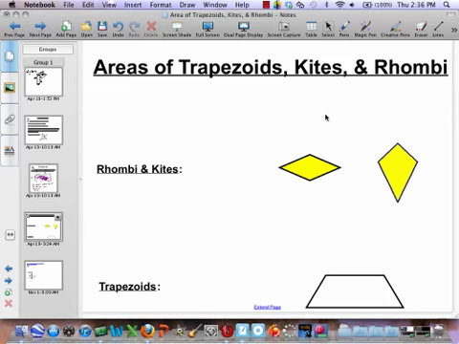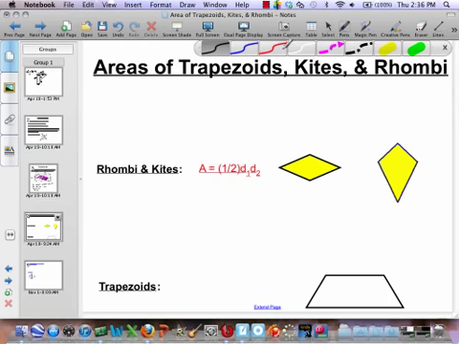Alright, so, guys, yesterday, fun web quest. You guys should have learned the formulas for area for 3 different shapes. It's rhombus, kite, and a trapezoid. What is the area formula for a rhombus? Shay? Half of diagonal 1 times diagonal 2.